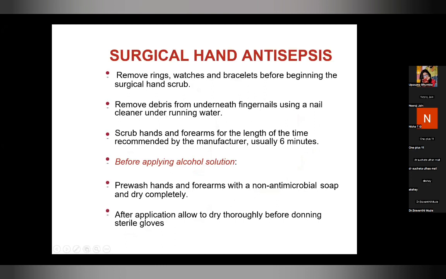When we talk about the surgical hand antisepsis, removing rings, watches, bracelets before beginning of the surgical hand scrub, remove debris from underneath fingernails using a nail cleaner, scrub hands and forearms for the length of time recommended by the manufacturer. Before applying the alcohol solutions, how do you use it? Pre-wash hands and forearms.